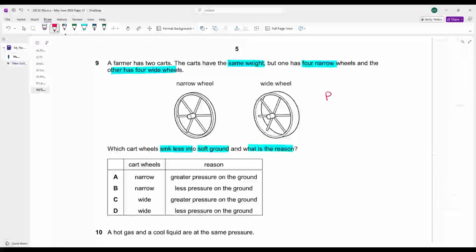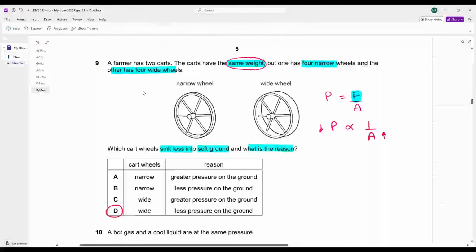बेटा प्रेशर का क्या फॉर्मूला होता था? फोर्स ओवर एरिया. Since both the carts have the same weight, your force will be constant. That results in what? Pressure is inversely proportional to area. Since the wider wheels have a larger area, the pressure of the wider wheels will be less. D is your answer.